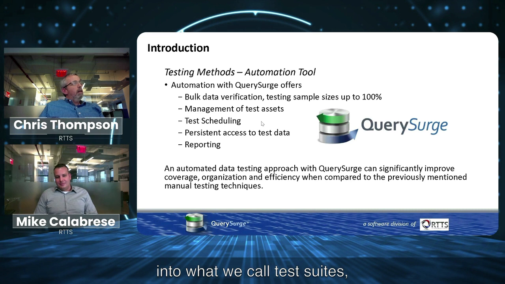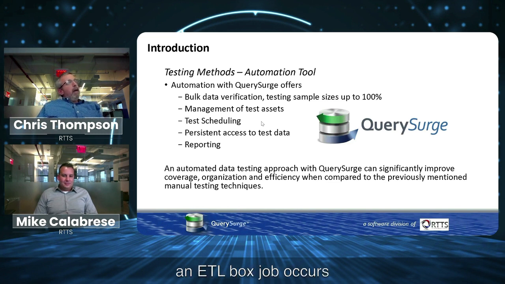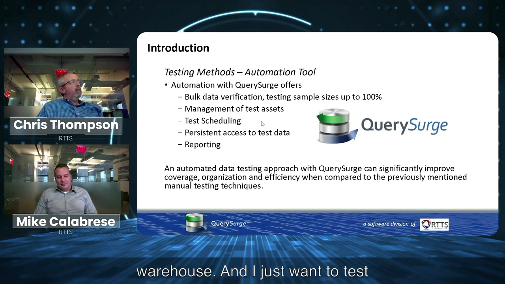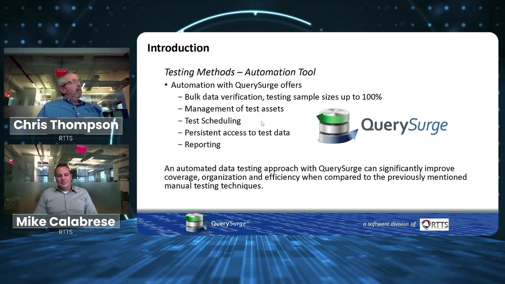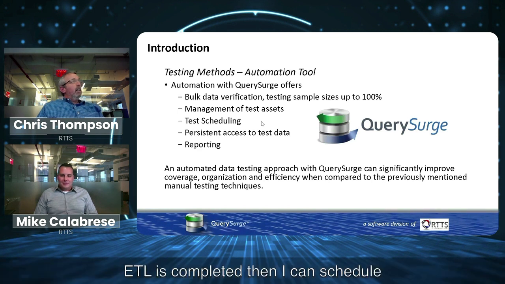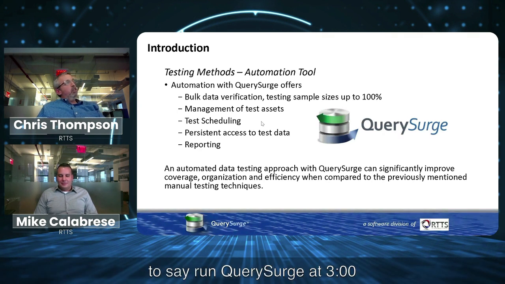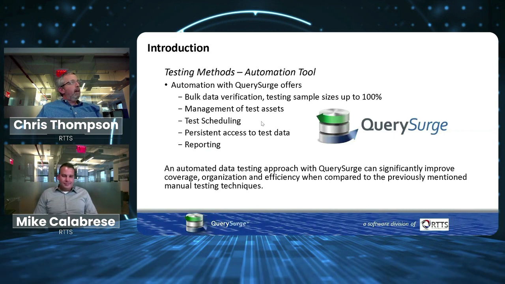Test scheduling. So say every day at midnight, an ETL batch job occurs and new data ends up in my data warehouse, and I just want to test that data, but I want to execute it when the ETL has completed. Then I could schedule QuerySurge to run this group of tests at 3 o'clock in the morning, so that when I come in at 7, I have instant results waiting for me.